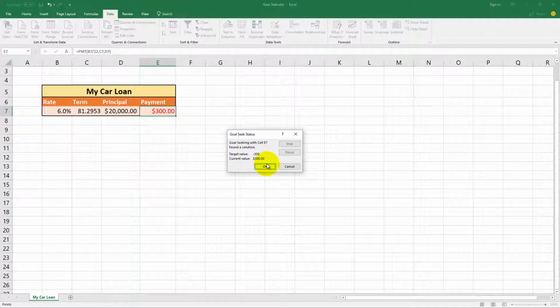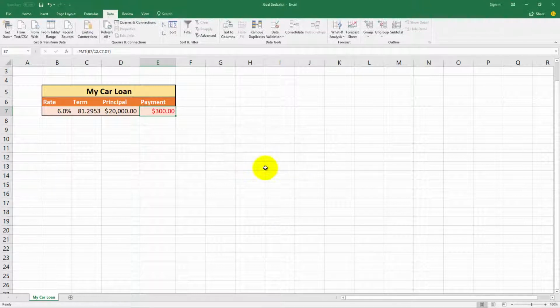That sounds like a lot. We click on OK to keep the result and decide that 80 months in total are the top of the duration we can accept. We change the term to 80, and the payment increases to approximately $304.